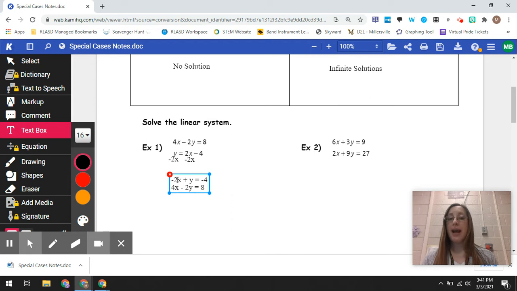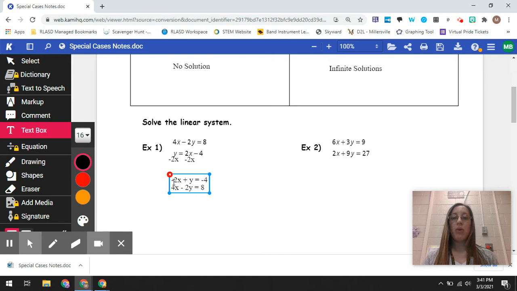Right now, my x's are not going to be the same. I have a -2 and I have a +4. And then my y, I have a +1 and a -2. So they're not the same. I can't just cancel them out. So I'm going to have to do an extra step.